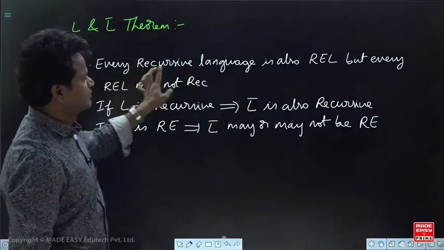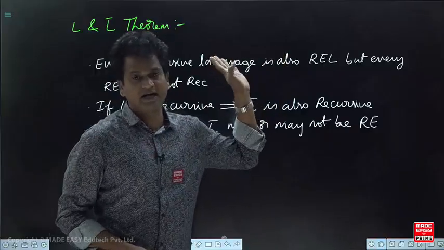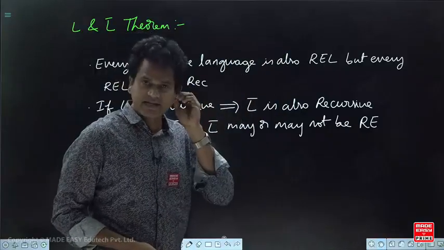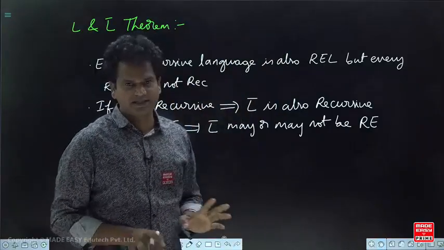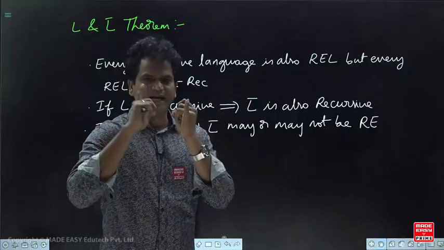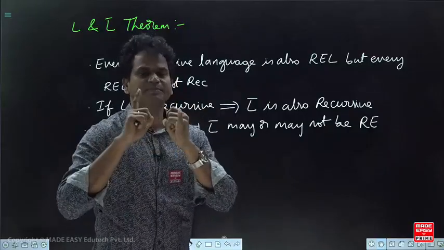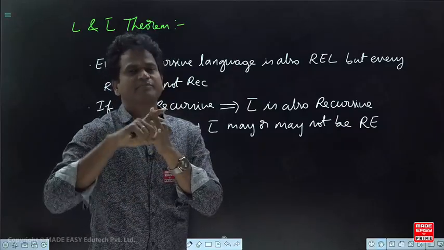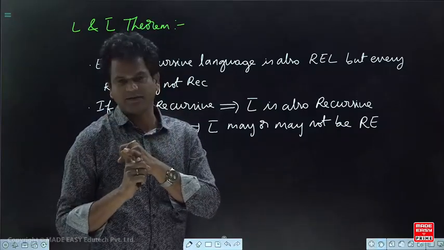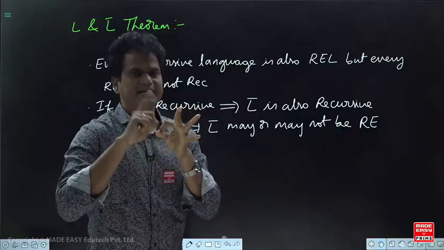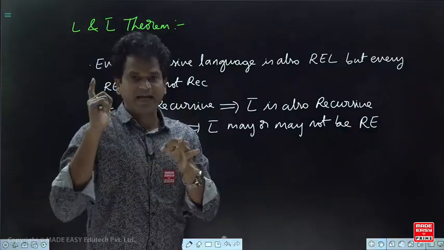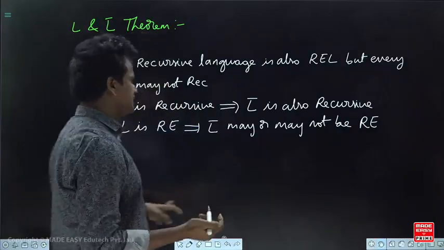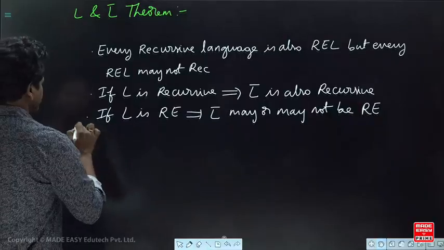Now, if L is recursive, it is 100% RE also. If a language is RE, it may or may not be REC. Are you clear? I repeat, if a language L is recursive, 100% its complement is also recursive. Now, if a language is RE, its complement may or may not be RE. Okay. If a language is REC, 100% it is also RE. If a language is RE, it may or may not be REC. Now, this is the main point.